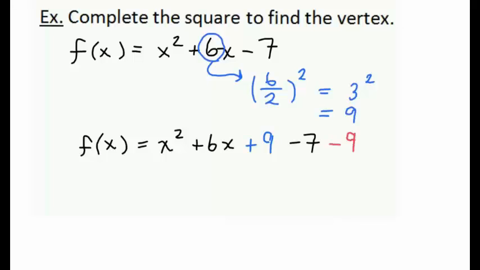Now we can go ahead and factor our first three terms into a perfect square. So we're going to get x plus 3 all squared. Now what you can do here is you can expand this out and double check that you do indeed get this trinomial. After you've factored those first three terms, then you can go ahead and add together the constants at the back here. So we have negative 7 minus 9. That is going to be negative 16. So now we have vertex form of our parabola, and we can find the vertex. The vertex is going to be given as negative 3, negative 16.